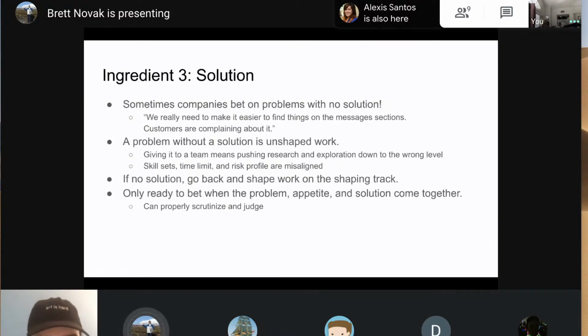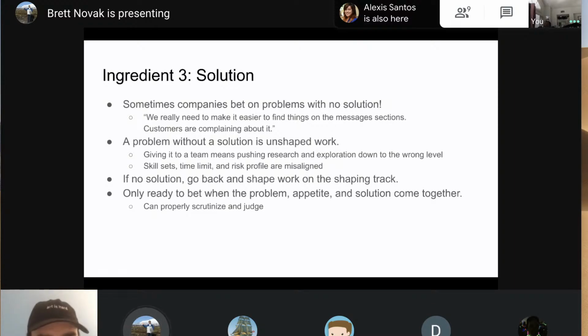To take a step back, all engineers always want to solve problems. We're always focused on solving the problem. Sometimes you need someone that's not an engineer to point out that there's no point. A problem without a solution is unshaped work. Giving it to a team means pushing research and exploration down to the wrong level, which can be aggravating.